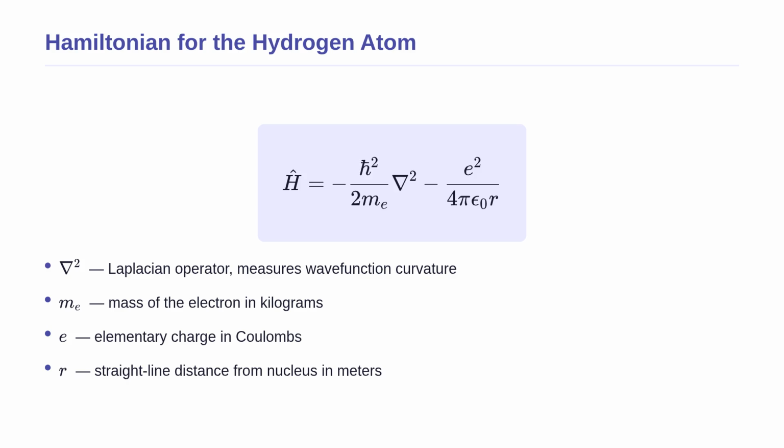The first fraction represents the kinetic energy of the electron. It includes the reduced Planck's constant, the mass of the electron, and the Laplacian operator, which measures how sharply the wave function curves in space. The second fraction is the attractive potential energy. It includes the elementary charge of the electron, the vacuum permittivity, and R, the straight line distance between the electron and the nucleus. Notice that as the distance R increases, the denominator gets larger, so the attractive energy approaches zero and the bond weakens.